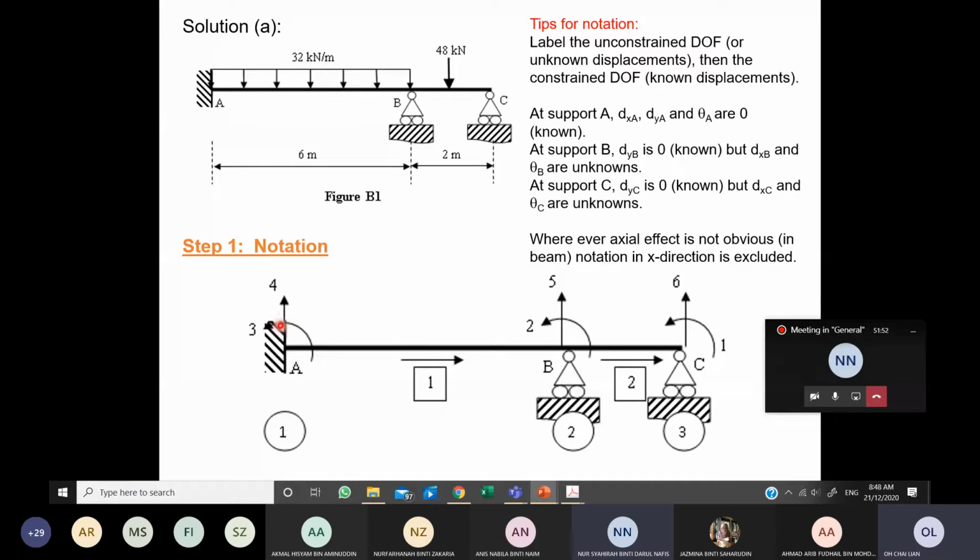No. Yes. We know that the displacement is equal to 0. Okay, for number 3 and number 4. Okay, let's move to B. Okay, 5 and 2. Okay, which one is non-value?